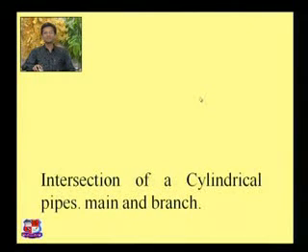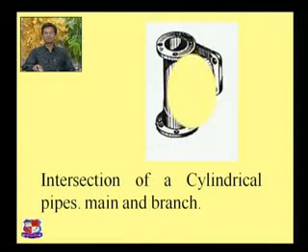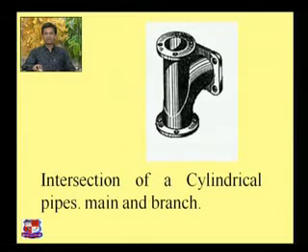The next example: intersection of cylindrical pipes, main and branch. Two pipes are intersecting each other at a certain angle. In case of steam supply pipes, this kind of condition may occur when steam is to be separated into two segments.